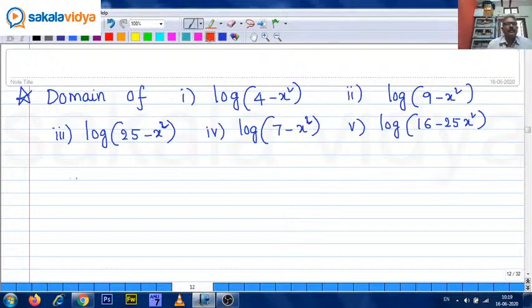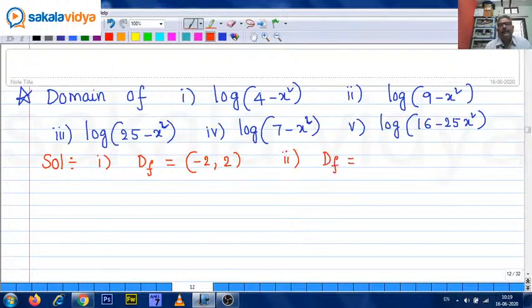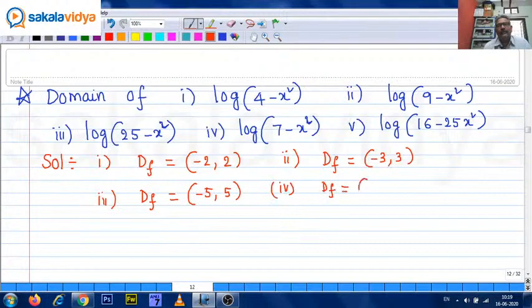Okay. So now the solution. First one, domain of f equals, here a square is equal to 4, a is equal to plus or minus 2. That means open minus 2 comma 2. Second one, domain of f equals open minus 3 comma 3. Third, domain of f is equal to minus 5 comma 5. Fourth, domain of f minus root 7 comma root 7.